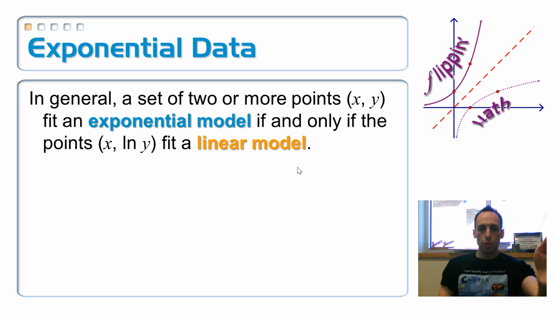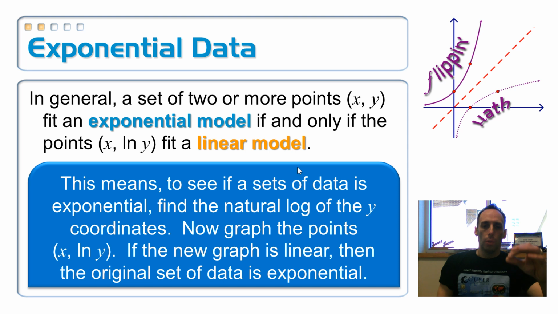Okay. So in general, if you have 2 or more points of data, x, comma, y, they're going to fit an exponential model if and only if the points x, comma, natural log of y fit a linear model. So this is exactly what we just saw in the previous question. So what this means is you have your set of data. If you find the natural log of y and you plot the points x, comma, natural log of y, if I get a line, then the original set of data must have been exponential. Okay? All right, so let's see why that's true.